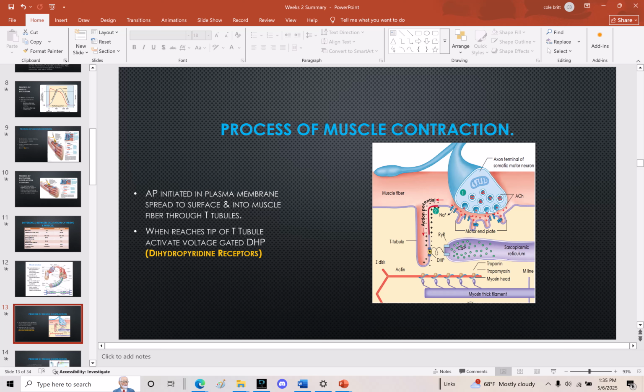Calcium is going to attach to tropomyosin and troponin complex. The tropomyosin and troponin are going to block actin binding sites. So if the troponin-tropomyosin complex is there, we can't attach myosin to actin. Calcium removes that. Calcium opens up those binding sites.